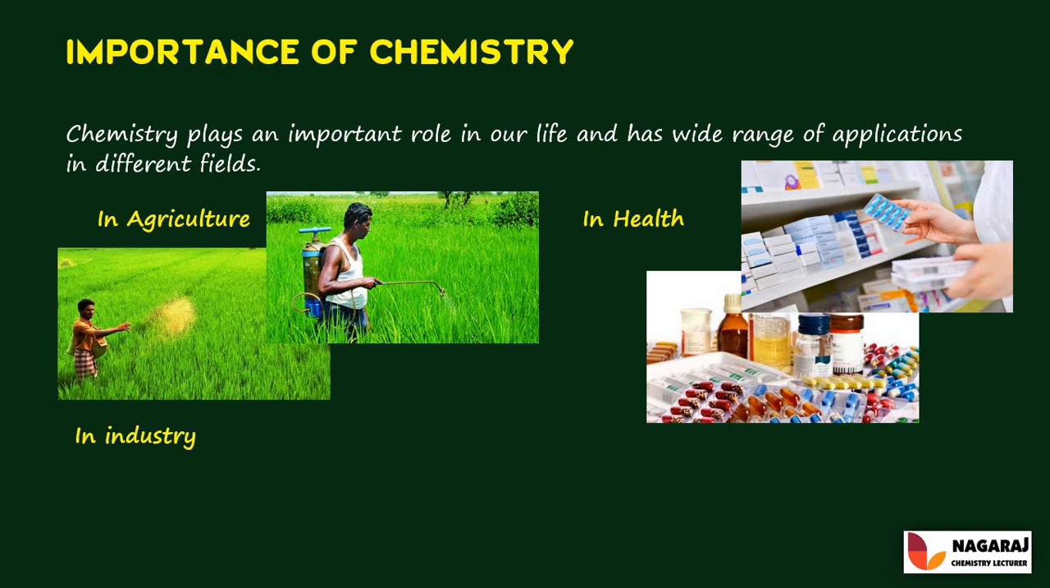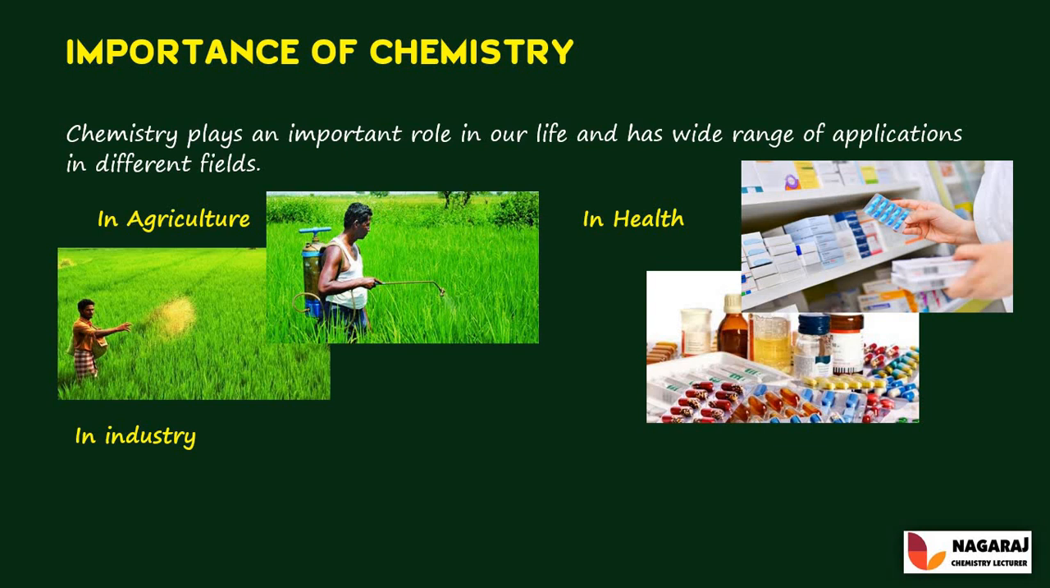So it has provided mankind with a large number of life saving drugs. So we are using medicines for the different diseases. That is, the diseases are to be curable. For example, let us take malaria, typhoid, and heart related diseases, cancer, and all these diseases are to be curable because of the discovery of these chemical drugs.